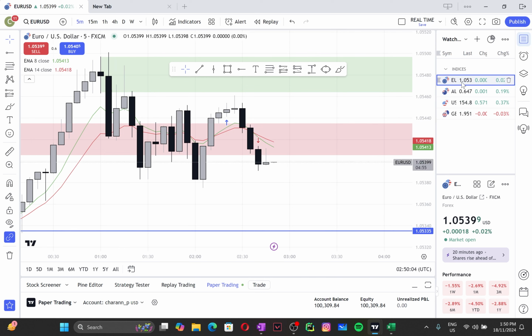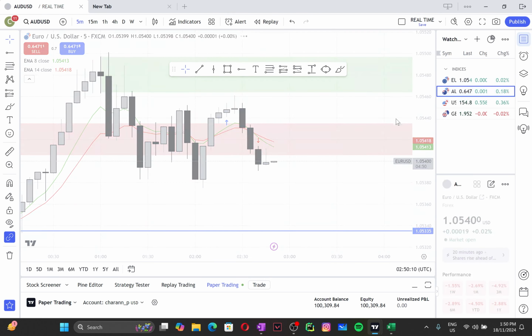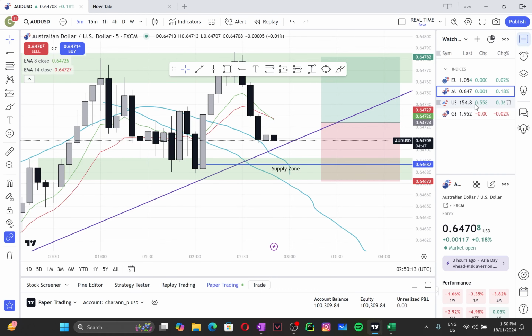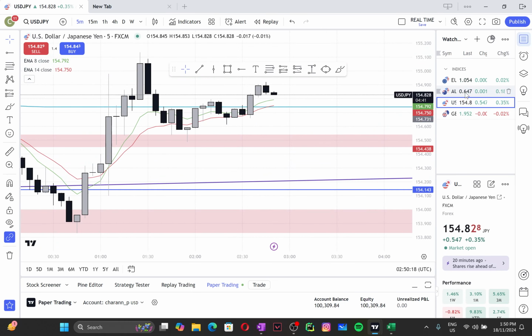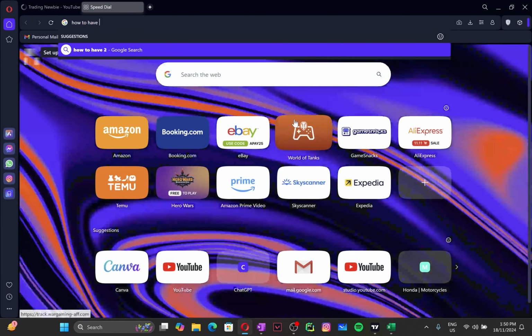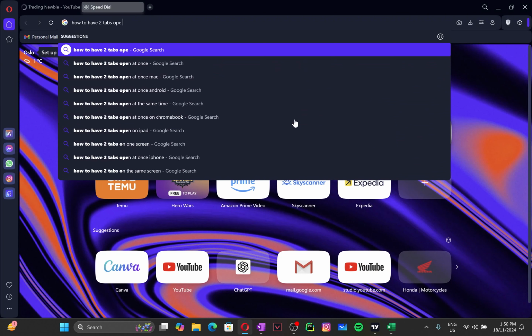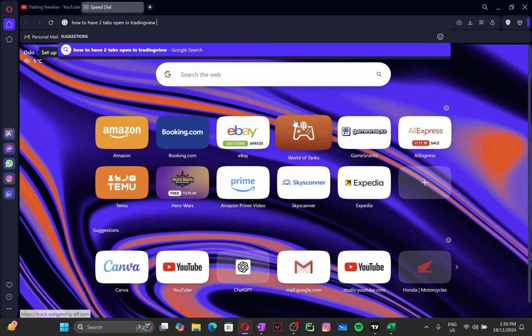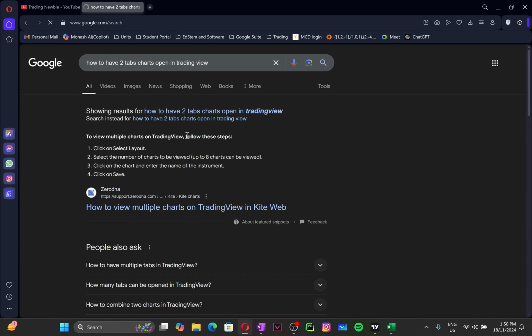Okay, so that was another bar. So we're just gonna focus on this and this over here. Okay, so that was a cut, and we need to wait for this to go to the supply zone, or really close to the supply zone. And until then, I'm just gonna search how to have two charts open in TradingView.